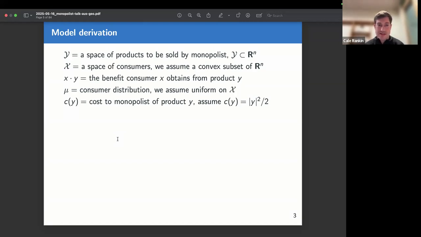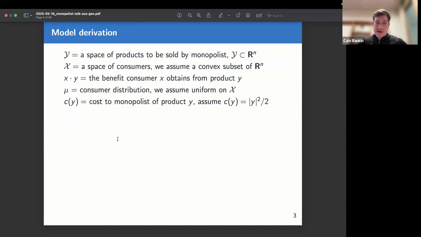The monopolist is going to be selling to a space of consumers, and that's, again, going to be a subset of Rⁿ. And the way we're going to parameterize these consumers is their coordinate corresponds to how much they like that parameter of the product.